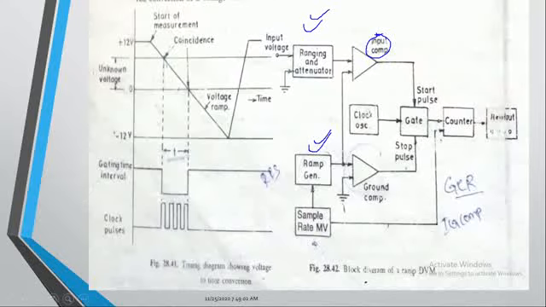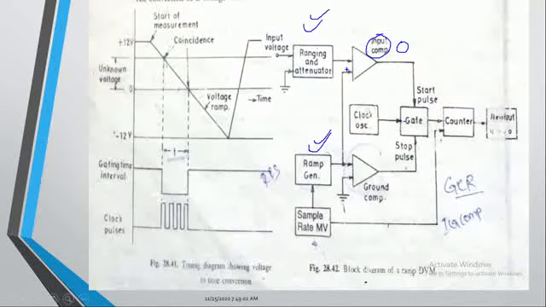If the output of the comparator is 0, then stop, meaning open this particular switch. We have a starting and stopping gate, or I can say it is a switch. This gate is closed or open, and that purely depends on the comparator, on the signals coming from here and here.